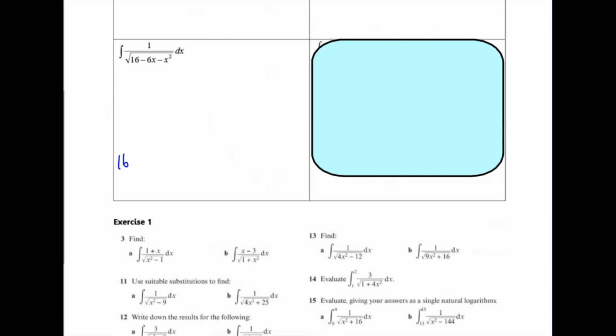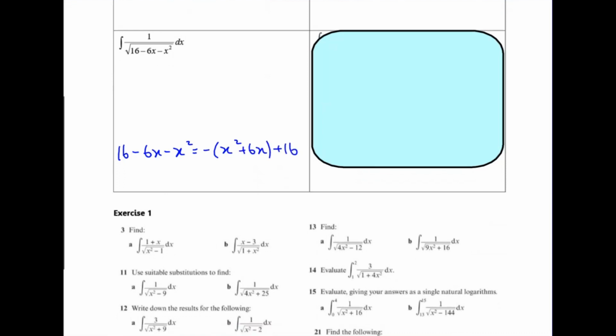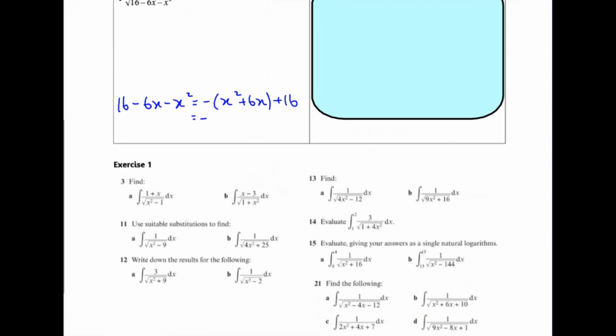For the final one, we need to complete the square on this. First thing I'm going to do is factorize the minus out from those 2 terms with x involved. I can then complete the square on what's inside the brackets. So x plus 3 squared. Square that 3 and take it away. Don't try and skip steps here. You now need to expand this with the minus. So you get plus 9 plus 16. Which gives you plus 25.